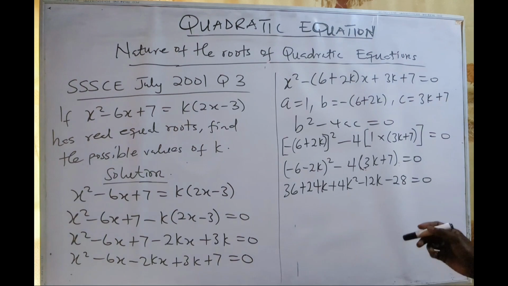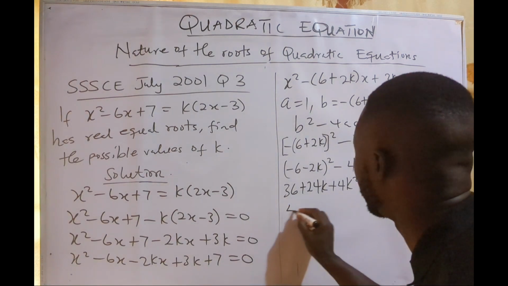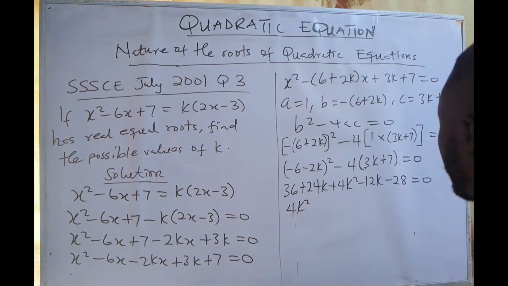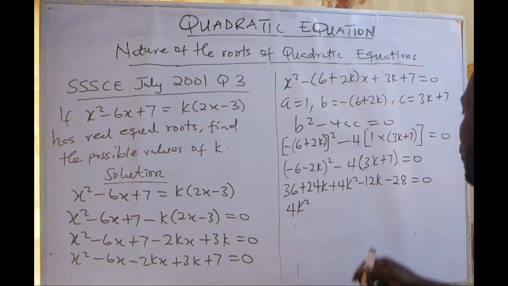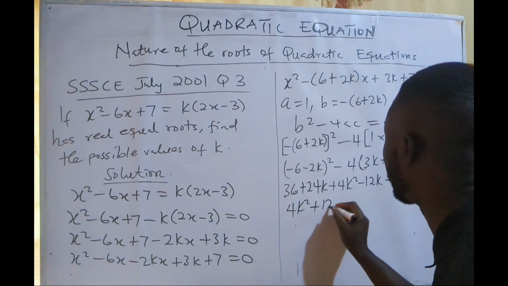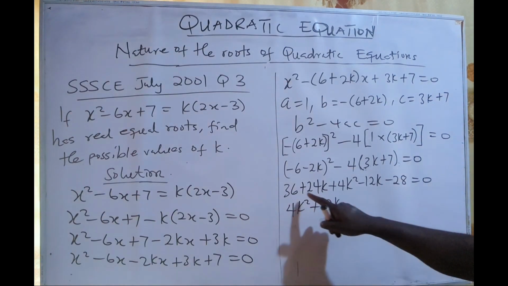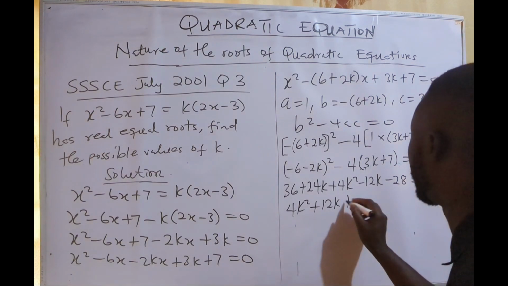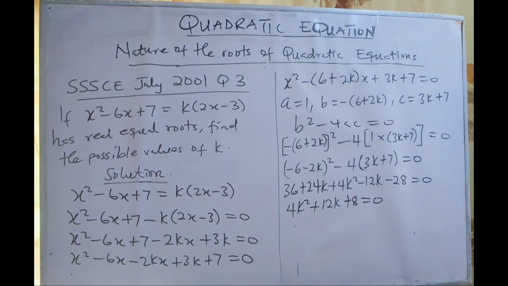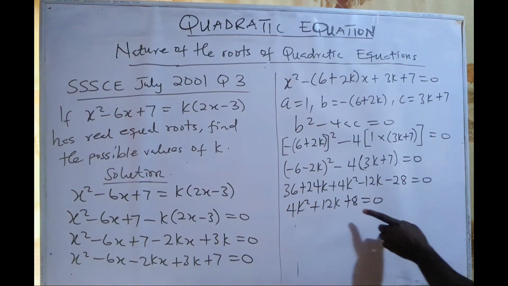So let me group. We are going to get a quadratic. So I have 4k squared here. And I have 24k minus 12k, that will be positive 12k. And what do I have? I have 36 minus 28, positive 8, plus 8 to be equal to 0. So after simplifying this, 24 minus 12 gives me 12, 36 minus 28 gives me 8.